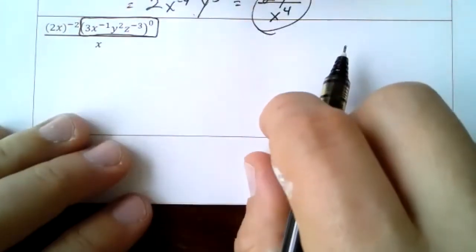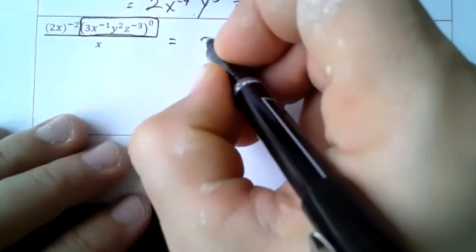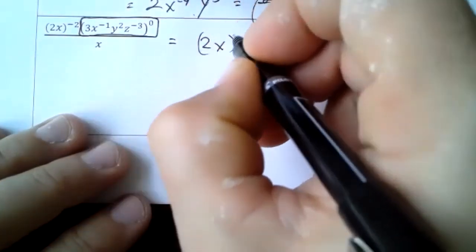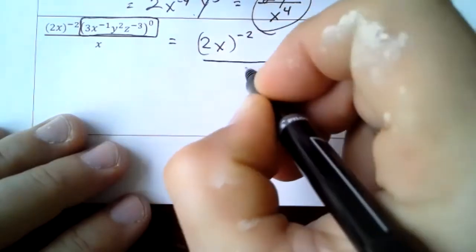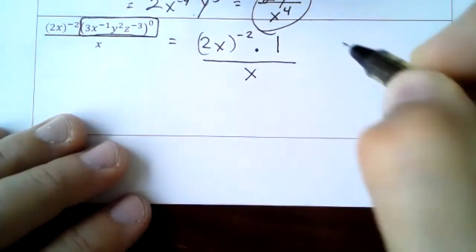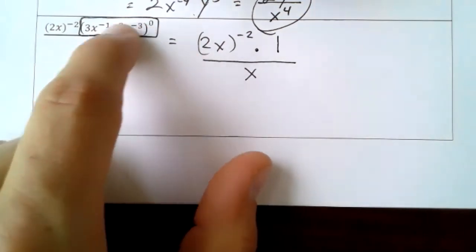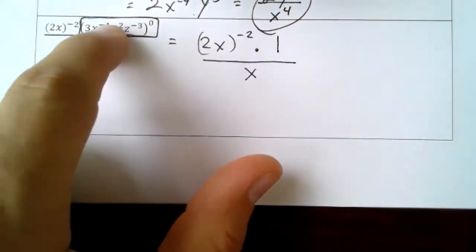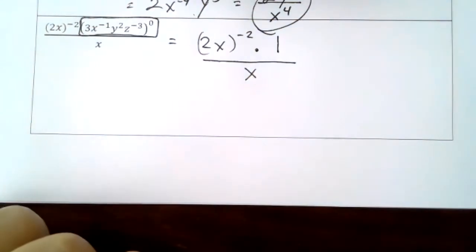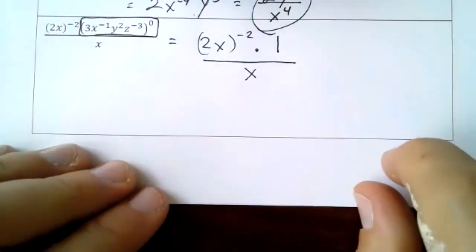What is that? That is one. You don't need this at all. The zero power, I don't even think about that. I don't care what is there, make it a one. All right. Now look how easy this looks.